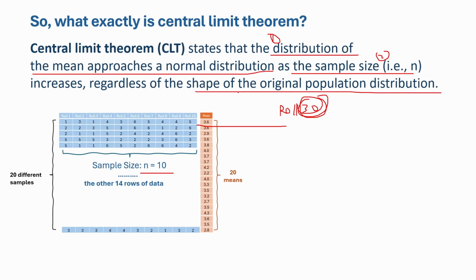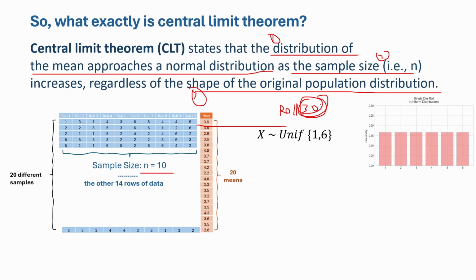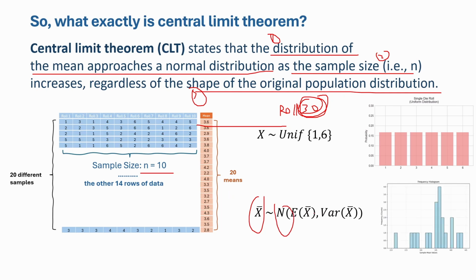Okay, the last piece of information is regardless of the shape of the original distribution. So what does it mean? The basic idea is that x in the example of rolling the die actually follows a uniform distribution. Each number has exactly the same probability as the other 5 numbers. It is pretty flat when you plot it. The mean, we calculate 20 means, and the mean actually follows a normal distribution. So earlier it looks like this. We can plot it and it looks like a normal distribution.